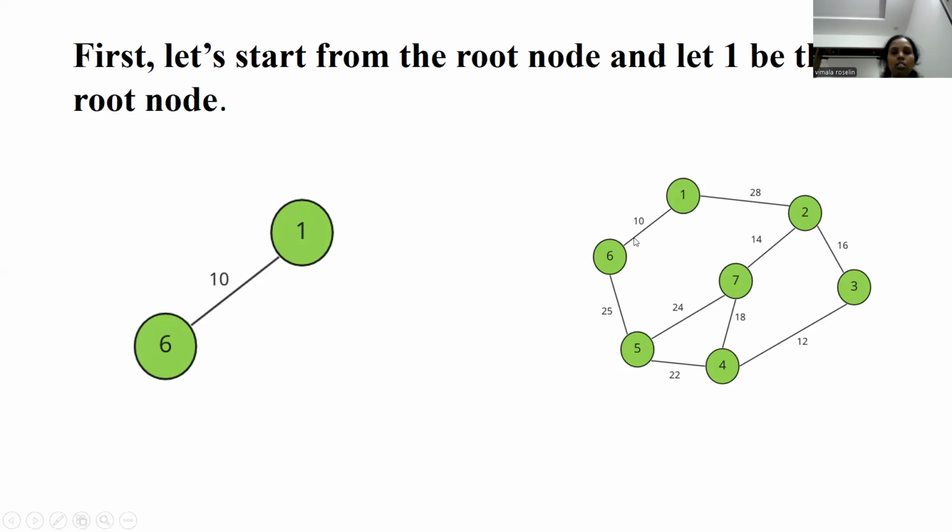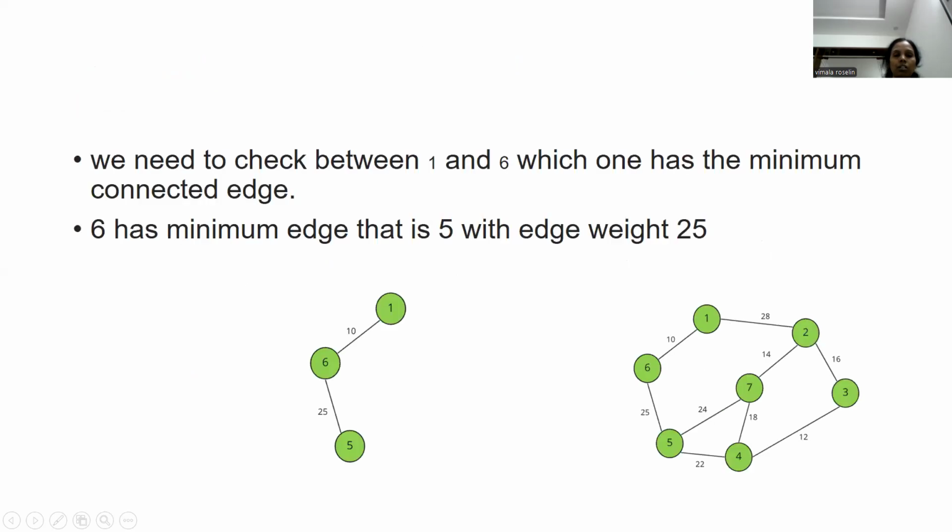From 1, two adjacent vertices are there: 1 to 2 and 1 to 6. Which one is the minimum cost? The minimum cost edge is 10, compared to 28, so 10 is the minimum. We select 1 to 6, with value 10. Next we select from 6. From 6, two edges are there: 6 to 1 and 6 to 5. Already we have selected 6 to 1, so now we select only 6 to 5. That value is 25, so we select it.